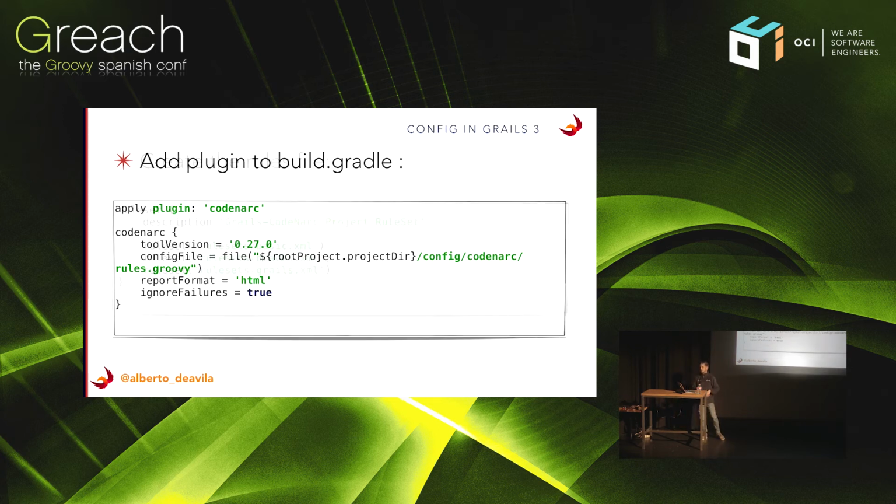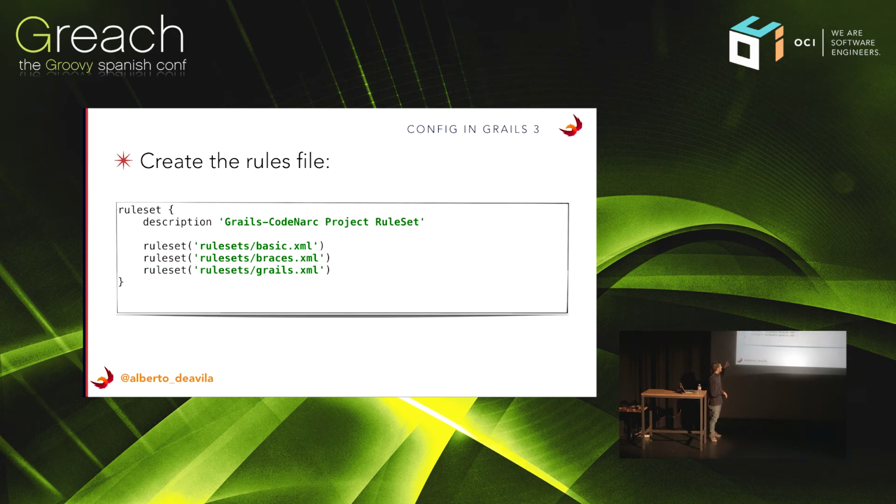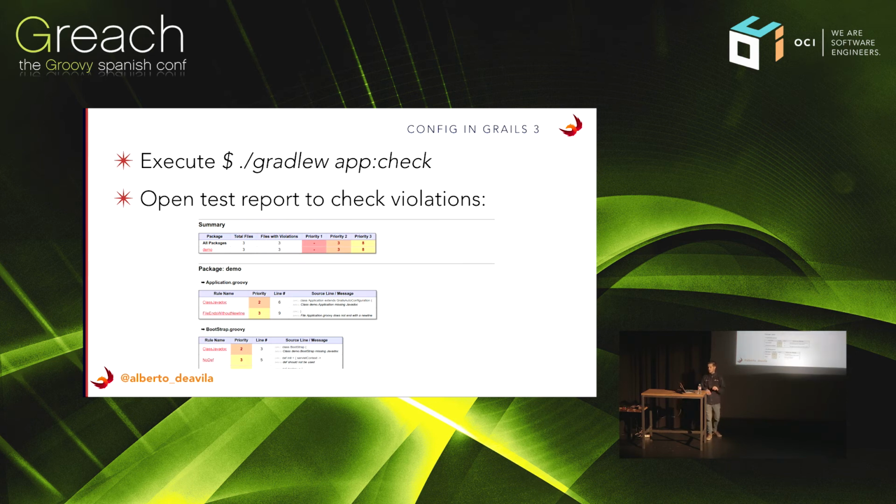So what does the rules file contain? It contains the rule or rule sets to apply. In this example, I'm defining that I want to apply only the basic, the braces, and the Grails rule set. And then the only thing that I have to do is to execute the check Gradle command, and a report will be generated in only a few seconds. If you open the report, you will find something like that, specifying the file and the errors found inside this file.